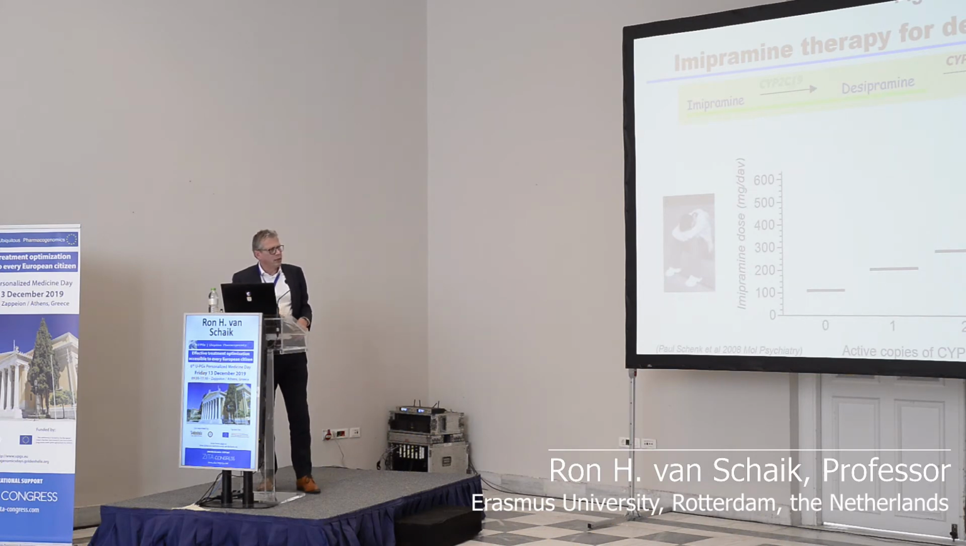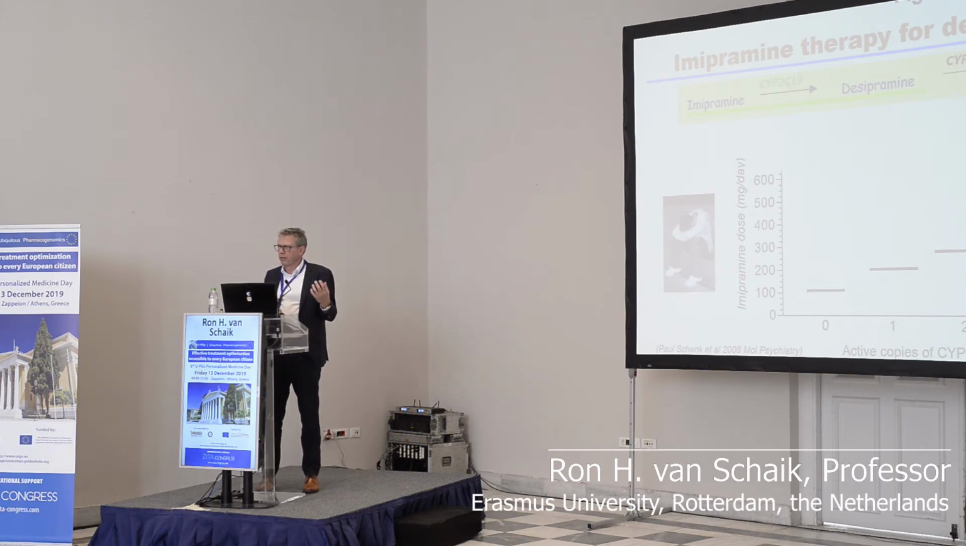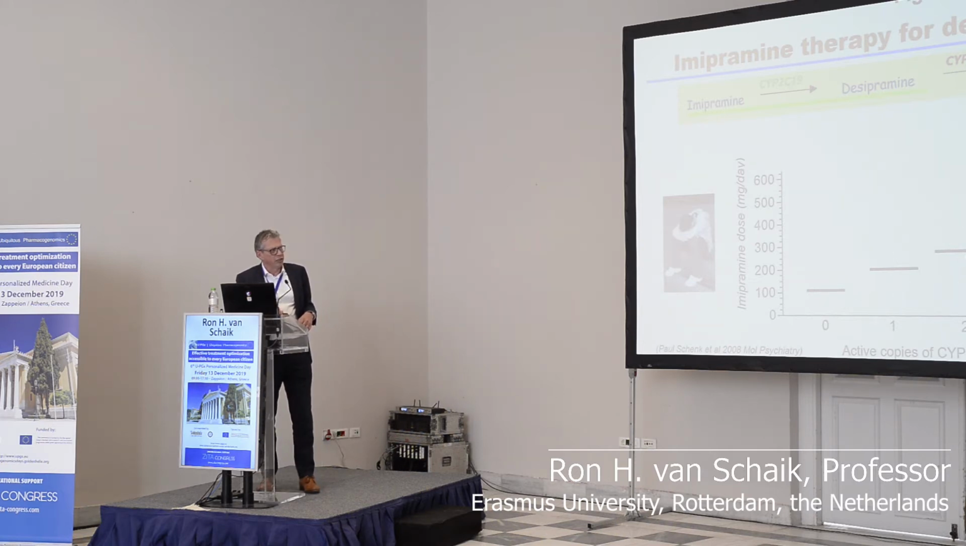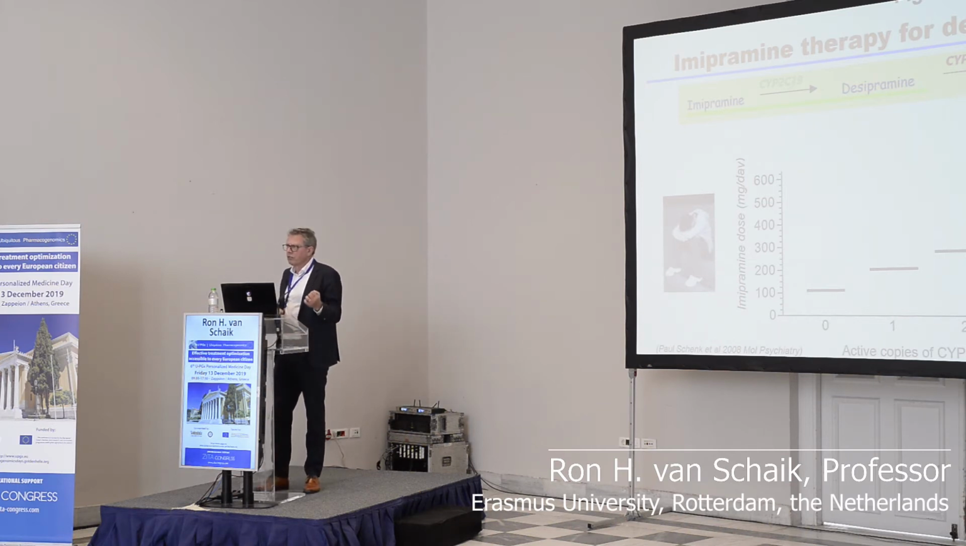The more copies of 2D6, the more enzymatic activity, the higher the dose you need to get to the same therapeutic concentration. Just don't be fooled completely. There is, of course, distribution among these averages here. So you can still have some overlap. But in general, on the averages, you can see there's a very clear relationship.